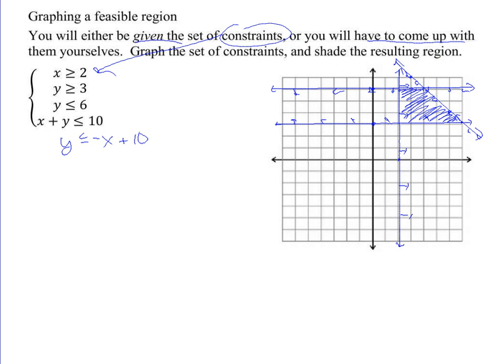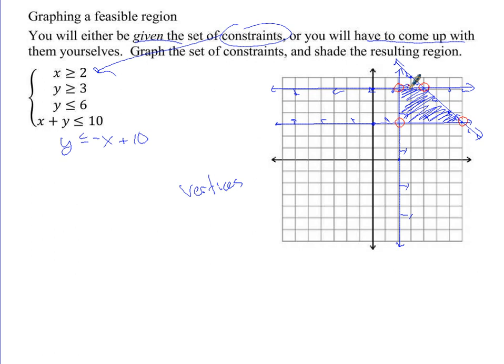There's a vocab word here that isn't on here that you need to know. The vertex or vertices. Vertices are where we have corners in our feasible region. So I'm just going to circle in a different color so you can see where those vertices are. There's a vertex right here because we have an intersection in the feasible region. There's another one here, and there's another one here, and there's another one here. All four of those are called vertices.